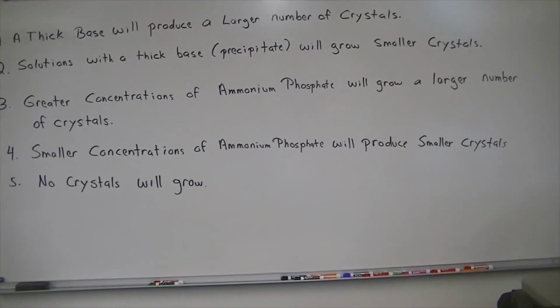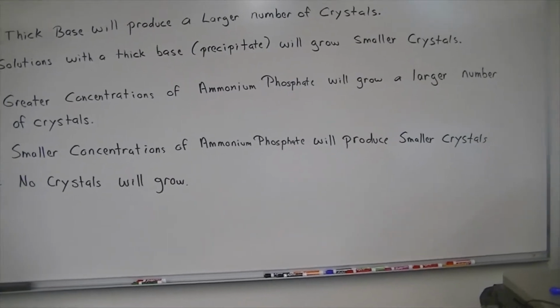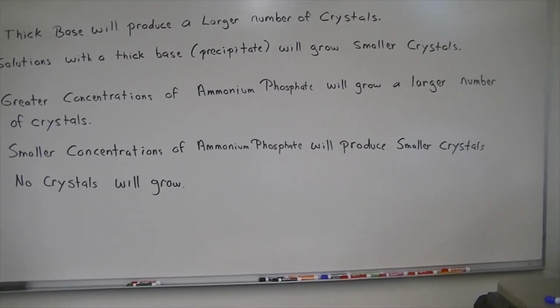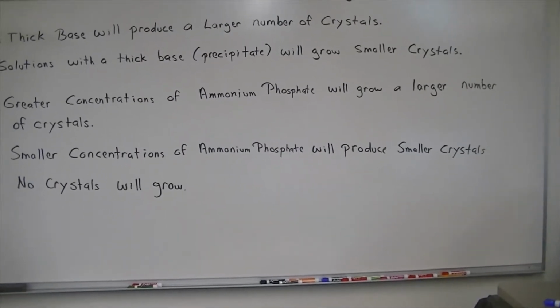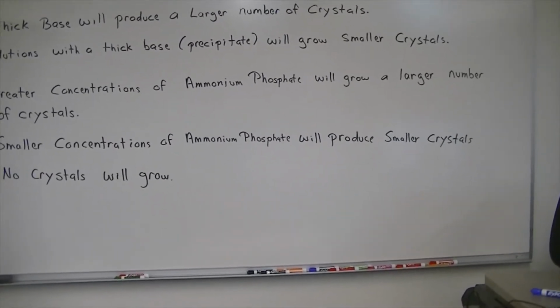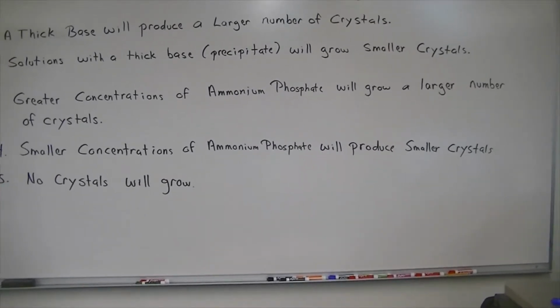Hypothesis number 3. Greater concentrations of ammonium phosphate will grow larger number of crystals. Hypothesis number 4. Smaller concentrations of ammonium phosphate will produce smaller crystals. And hypothesis number 5. No crystals will grow at all.